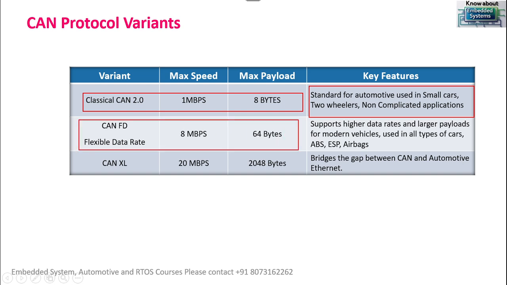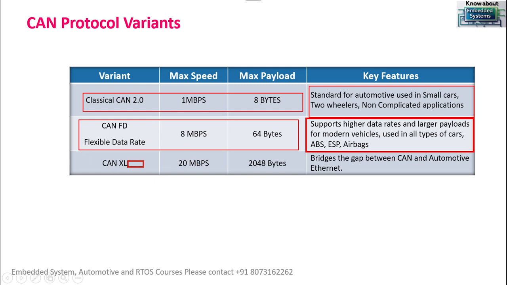The second one is CAN FD. CAN FD stands for CAN flexible data, right? What is the advantage? You can see here that you are able to transmit data at up to 8 Mbps speed, and up to 64 bytes of data. In the previous case it was 8 bytes, and in CAN FD it is 64 bytes. And in almost all modern cars we are going to use CAN FD. Whatever car you take, if there is an automotive system, then definitely we're going to use CAN FD. All types of applications, complicated, non-complicated, simple, will be using CAN FD.